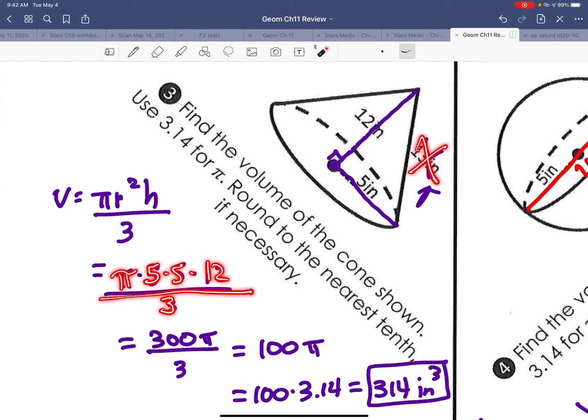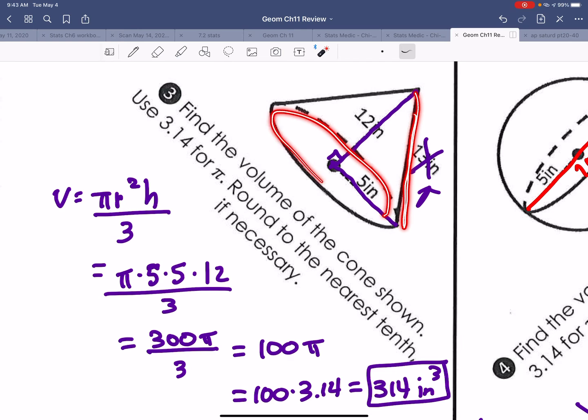Notice I didn't use the number 13. That's not how high I stacked the circles. I stacked the circles 12 high. So this slant height is actually a distractor. It could be useful in some problems, but it's not needed to find the volume. It might be useful to find like the surface area.